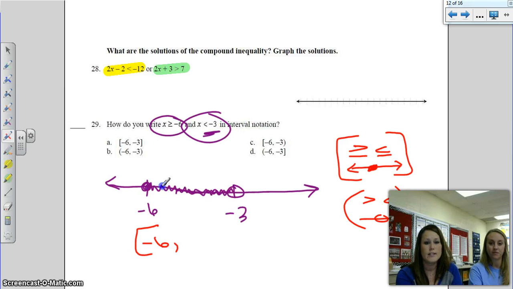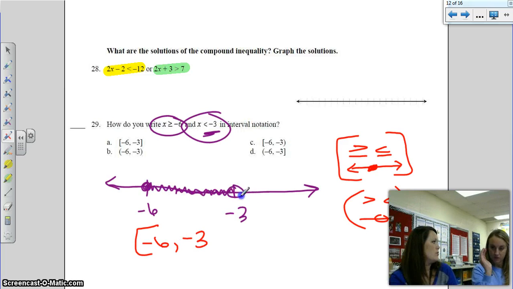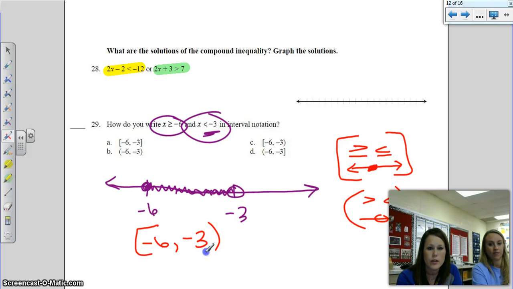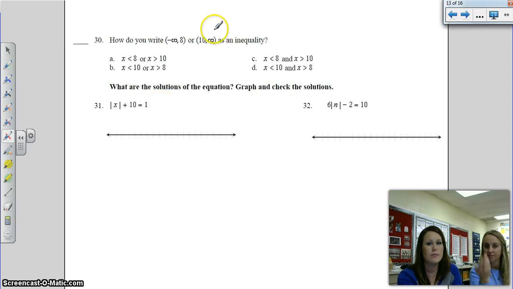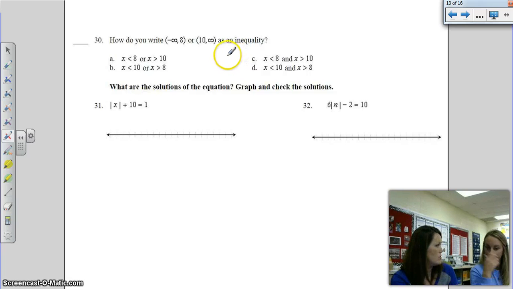Then comma. As I come over, now I hit -3, but it's not included. So I put this guy. And now all I have to do is look and find the letter that matches it. So it's clearly C right here. Done. Okay. Good. Let's keep going.